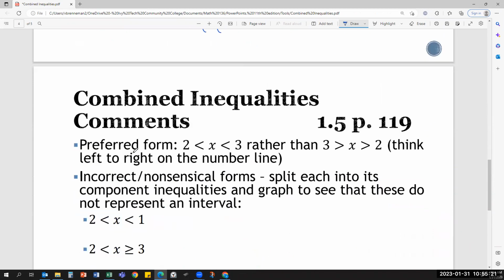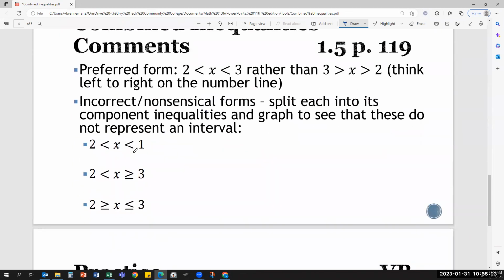So a couple of comments about the combined form: we want to think left to right. So if you have the interval between 2 and 3, you want to write that as 2 is less than X is less than 3, not 3 is greater than X is greater than 2. You might, in the process of doing calculations, get something that looks like this. So you need to know how to just flip the whole thing and turn it into that standard form combined inequality.